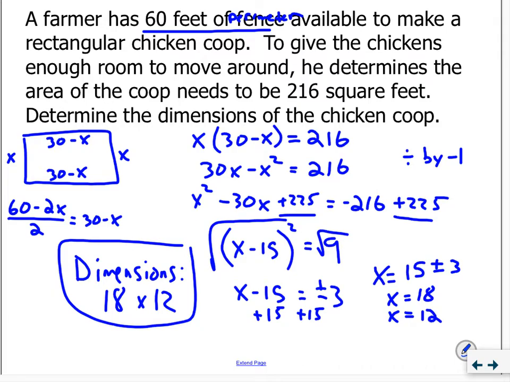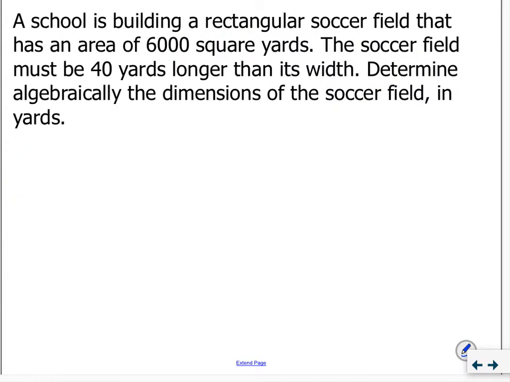That's pretty cool. Let's keep going. We got one more to play with, and this one's not too bad. We'll end on a good one. A school is building a rectangular soccer field. Did you know that soccer fields have an area of 6,000 square yards? I bet you didn't know that. And the soccer field must be 40 yards longer than its width.